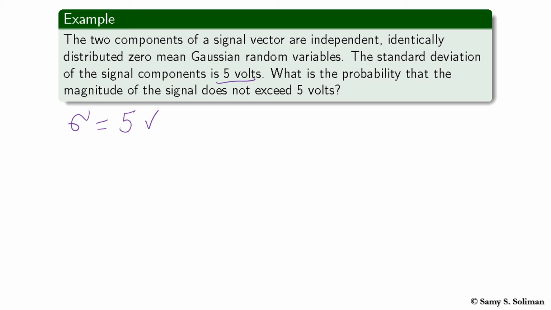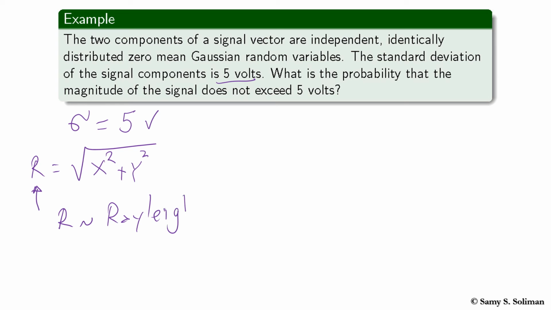What is the magnitude of a signal vector, or a vector in space? The magnitude of a vector is r equals the square root of the x coordinate squared plus y squared. And since the coordinates are zero mean Gaussian random variables, similar to the previous problem, we can say that r will be Rayleigh distributed, and it depends on the parameter sigma, which is given as 5 volts here.